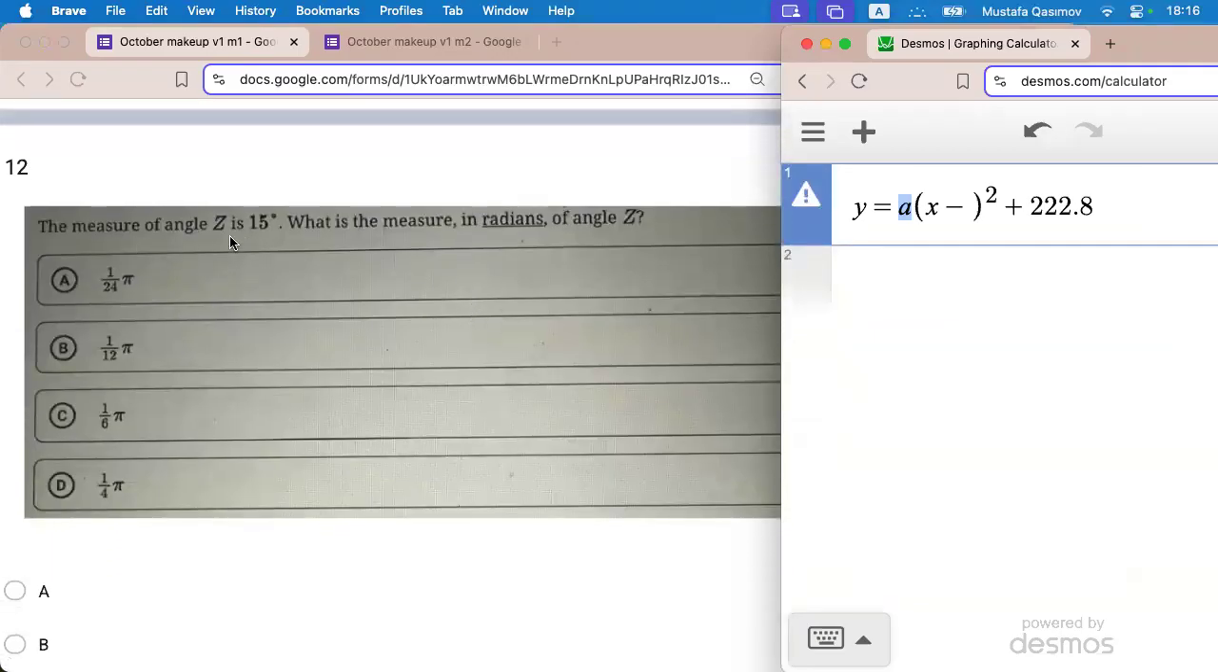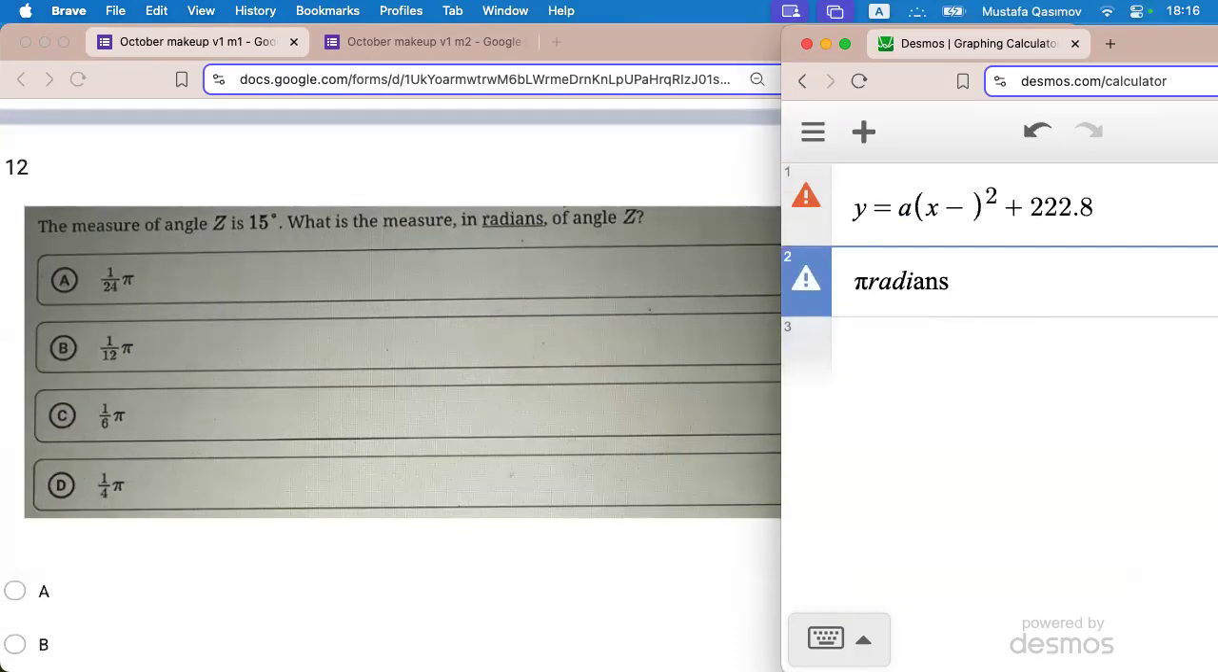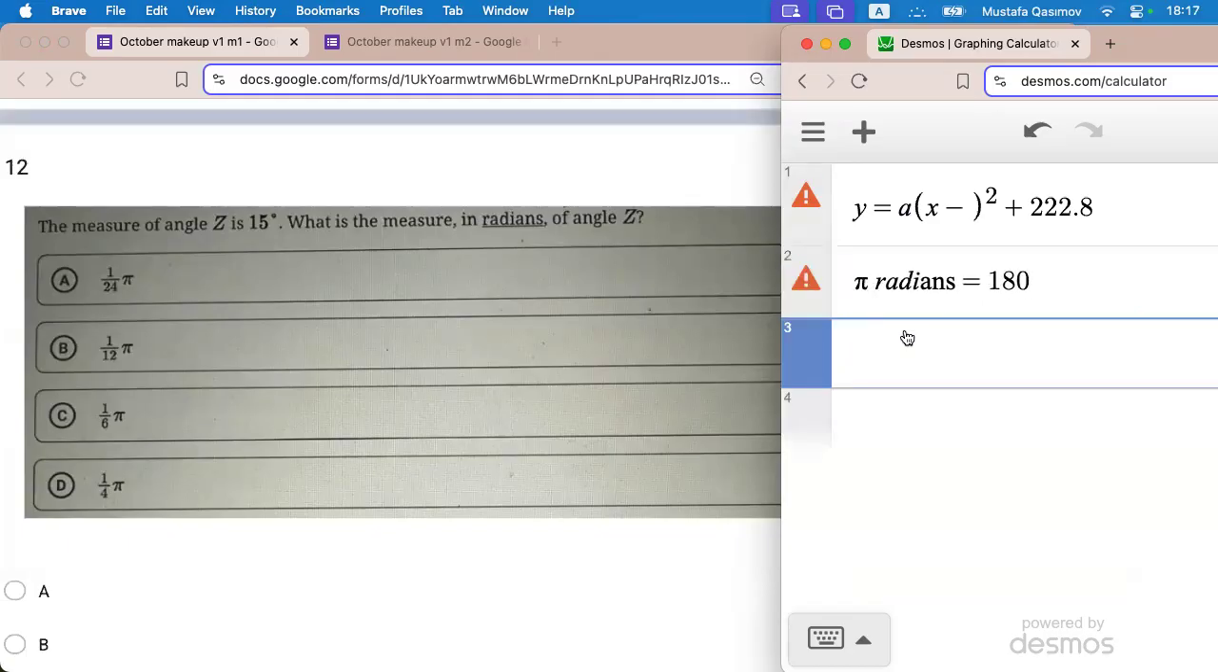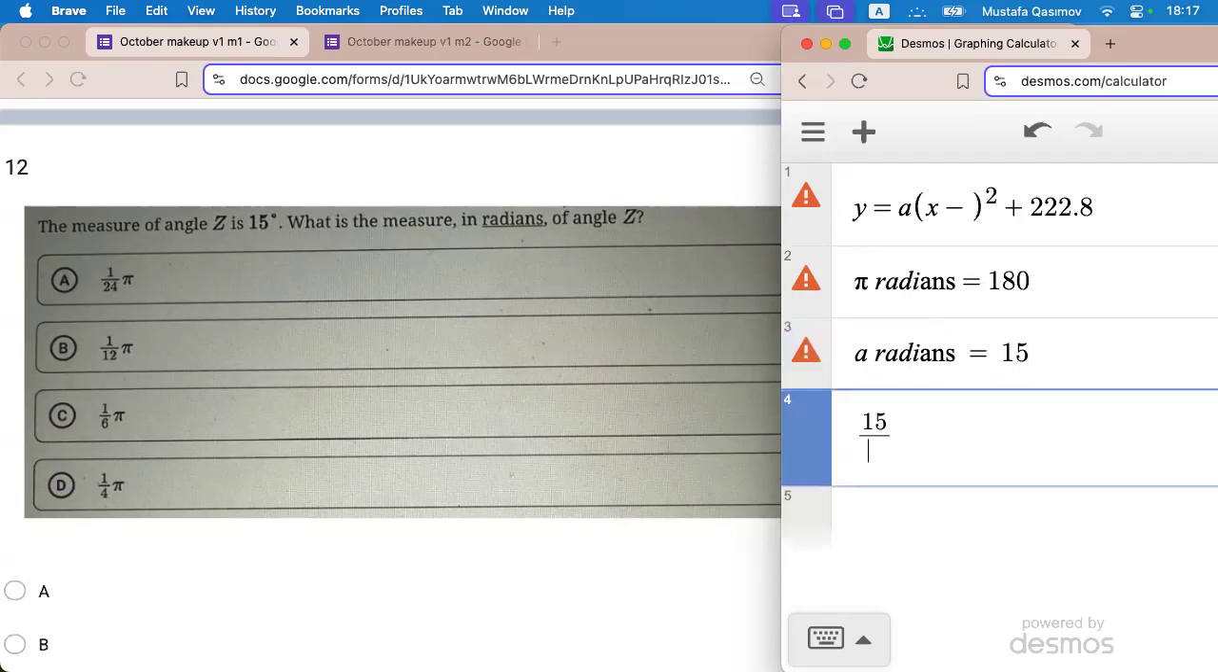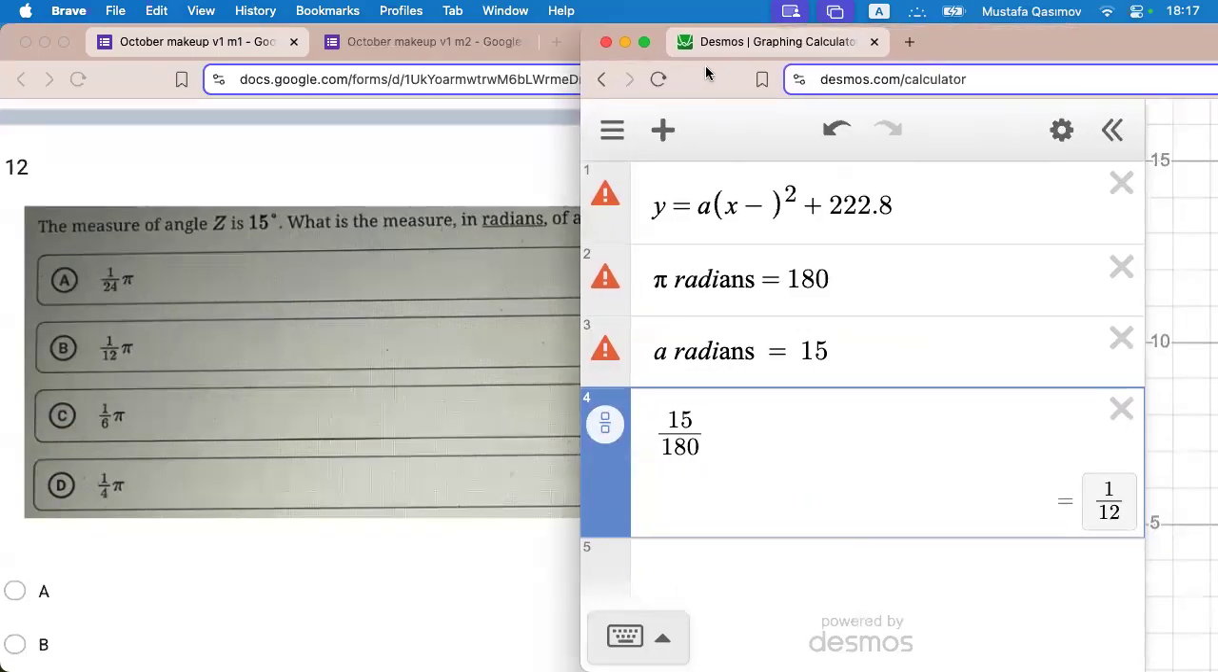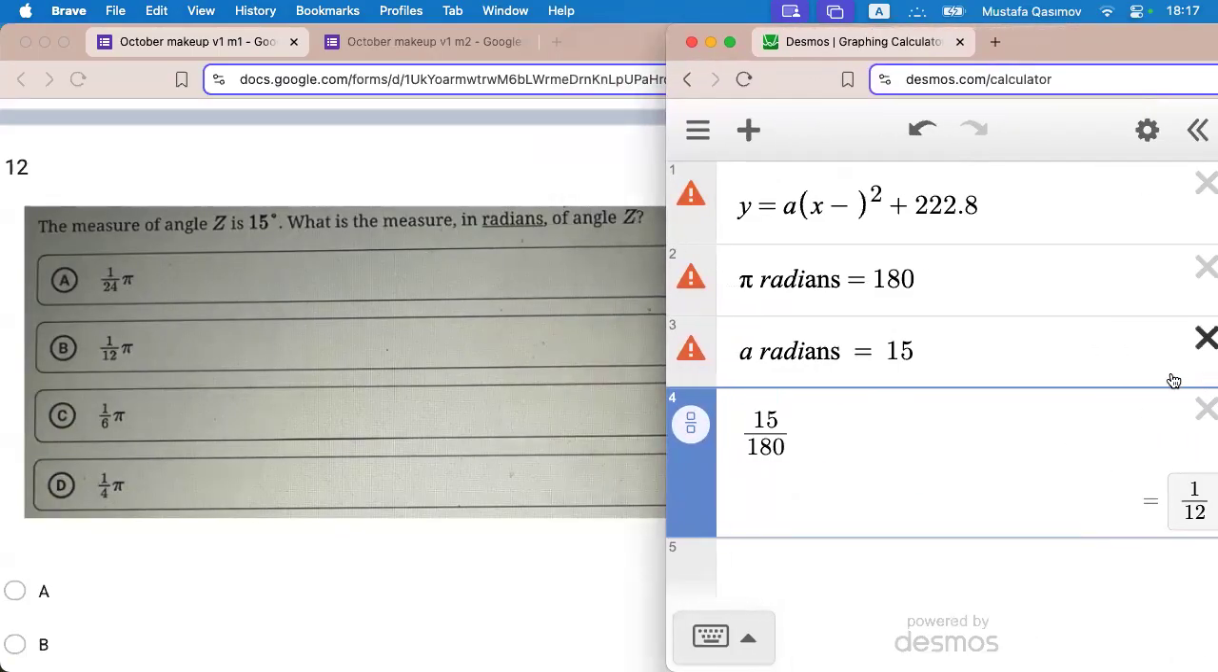12. The measure of angle Z is equal to 15. What's the measure in radians? We know that pi radians is equal to 180 degrees. From here, we can think of it like that. What's the value for pi? Then you can do cross multiplication, or you can just divide it by 180. It's also okay. 15 over 180 is equal to 1 over 12. Answer is B.